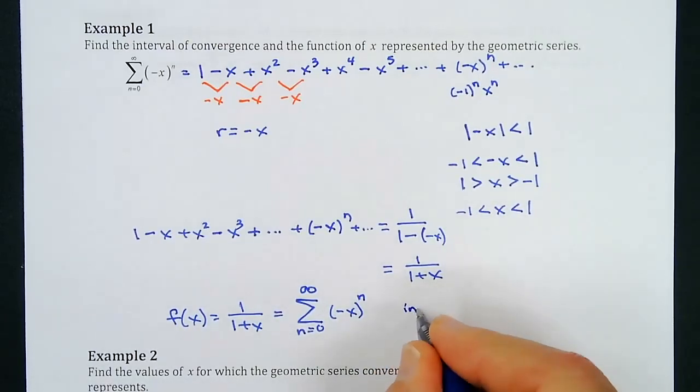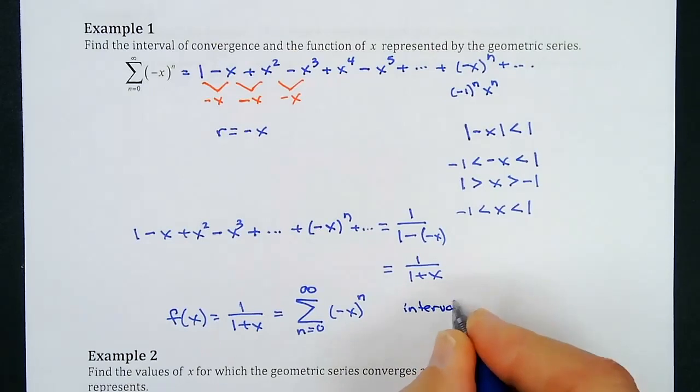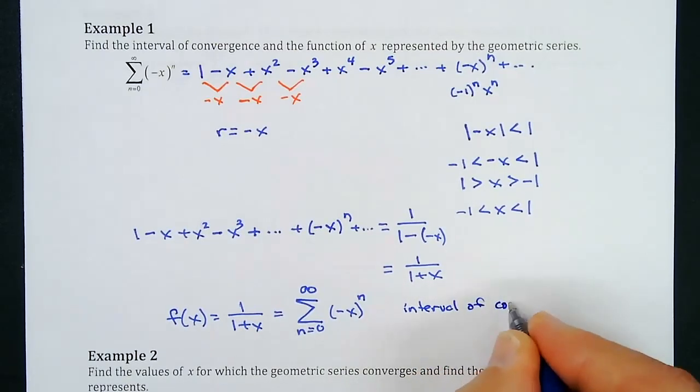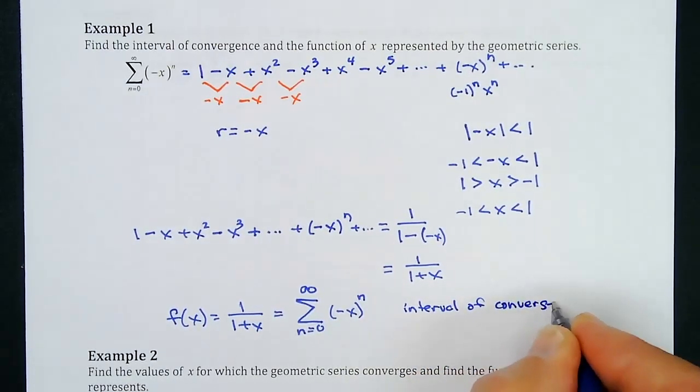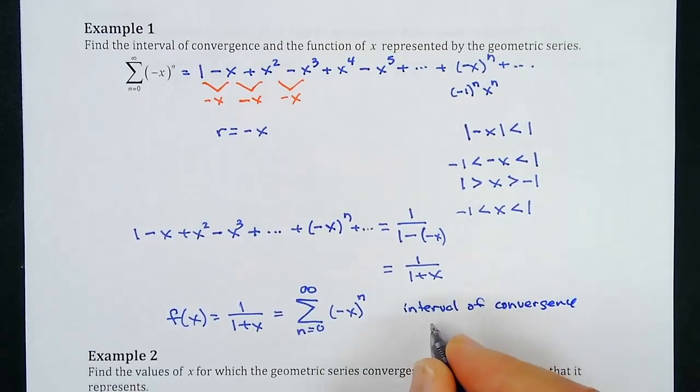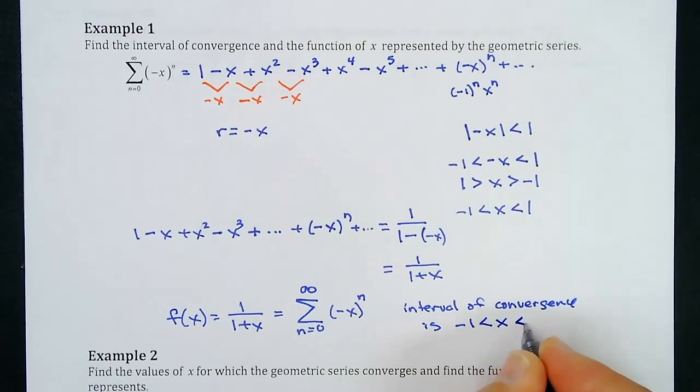So our interval of convergence is negative 1 is less than x, which is less than 1, or negative 1 to 1. Okay, so this all relates to our convergence tests and everything else that we've been learning about. All right, and so here we go.